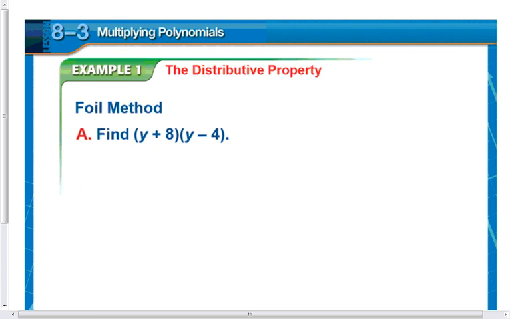We can forget about this and go to the next one. So the FOIL method now. It's the exact same problem, and now we're going to just do it a different way.